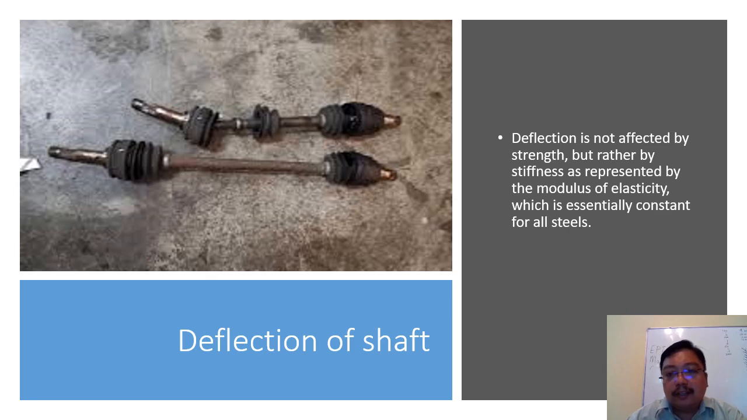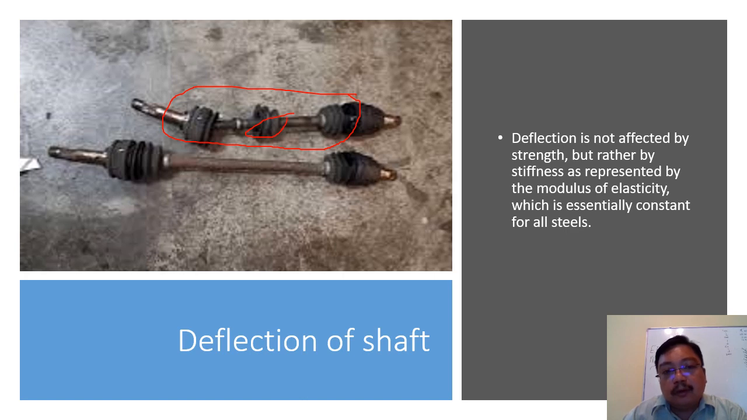Deflection is not affected by strength but rather by stiffness as represented by the modulus of elasticity, which is essentially constant for all steels. So what is stiffness? Stiffness is the inability of a part to move. For this case of an automotive axle, you can see here this is an axle, specifically an automotive axle. This part does not move.